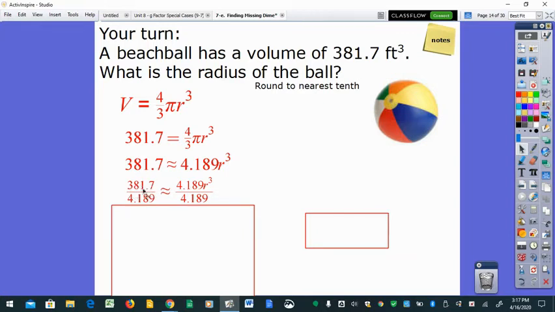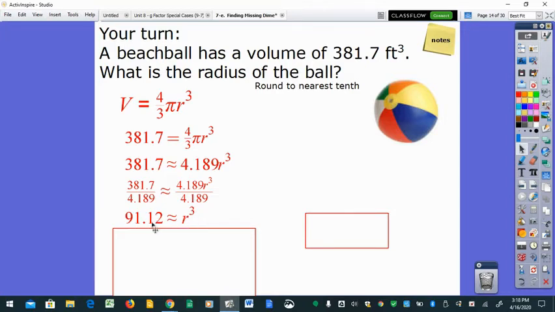I'm going to pick up my calculator. 381.7 divided by the 4.189 is about 91.12. And again, I'm not rounding to the tenth. I'm keeping 2, 3 places so that I can keep some accuracy in here. That is not the radius of the beach ball. That is the radius cubed.